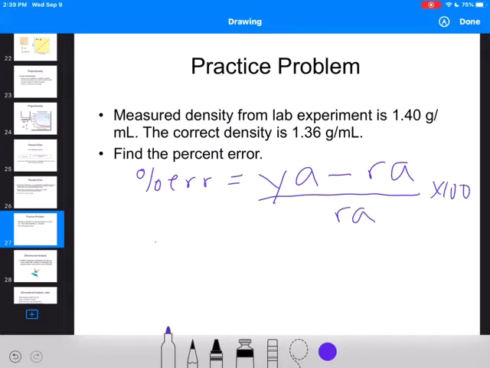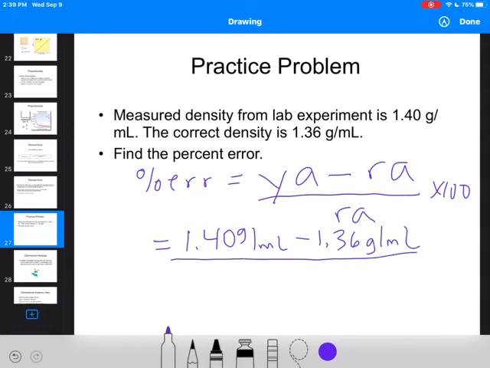So as we see here in my setup, my student's value for density is 1.40 grams per milliliter. And the correct answer, or if you will, the accepted value, is 1.36 grams per milliliter. So now I'm going to finish my setup. My right answer goes in the denominator, 1.36 grams per milliliter, and carry down my times 100. So I wrote the formula, I showed my setup with my units, and now I need to talk about my answer a little bit. Now let's talk about my numerator first. I have 1.40 minus 1.36.